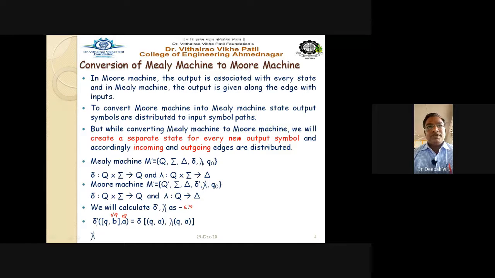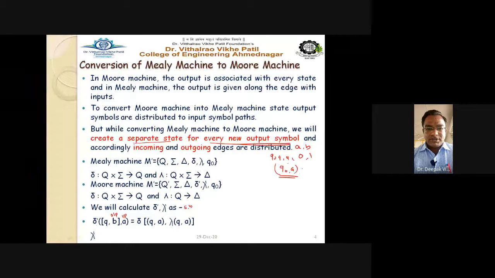First step, you have to generate a separate state for every new output symbol. There may be output symbols a, b, or there may be output symbols 0, 1, any output symbol as per the given problem. And states you have q0, q1, q2, any number of states. So you have to generate the state like this, q0 comma, say for example, a. This becomes a new state in the resultant Moore machine.